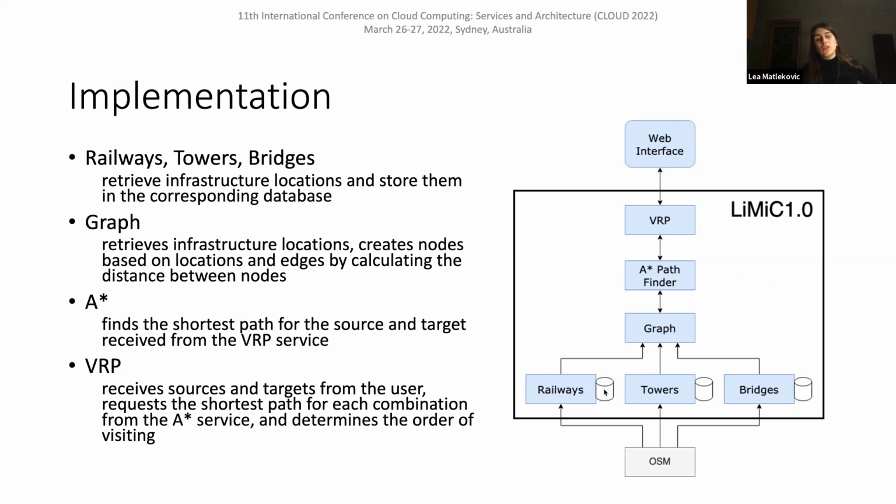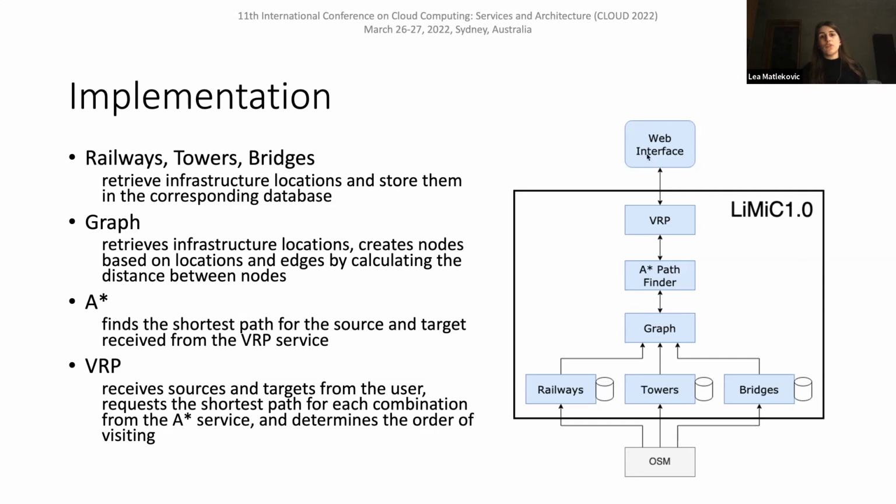The data is stored in a Mongo database. It's a NoSQL database. It seemed the simplest solution because we don't need to query this data very often, it is easy to query, and it also provides querying by geolocation. For graph building, we use the NetworkX library, and we build nodes from the locations and then edges representing the distances between these nodes. Then the A-star Pathfinder service.